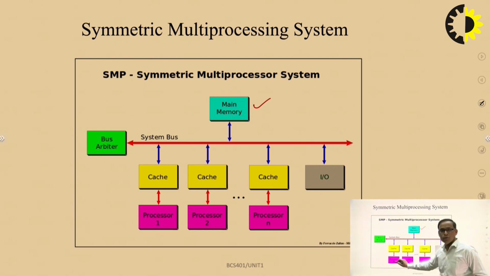All the processors, processor 1, processor 2, processor 3, will share a common memory and a system bus. They can communicate with each other through the system bus. So in a multiprocessing environment, all the processors are treated equally, they have the same configuration, and they access the common memory. They use the common memory and system bus for communication.